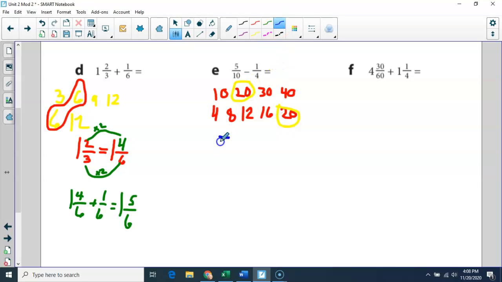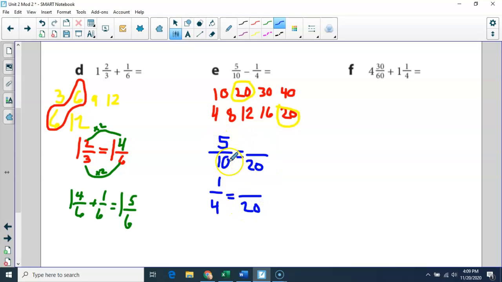So I have to find fractions. I have to just find the equivalent fractions. 5/10 equals how many 20ths? And 1/4 equals how many 20ths? Well, we can start up here.